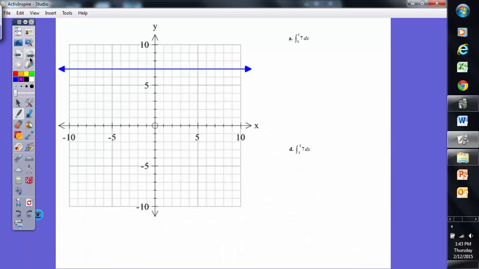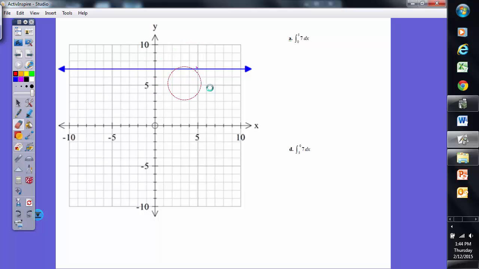Okay, let's look at the back of this paper. Here's the graph of y equals 7. I want to know the integral from 0 to 5. So if I draw a rectangle, just like this, and I move along the x-axis from 0 to 5, and I add up all the rectangles underneath, I'm going to get an area of 35. End of story. It's very basic.